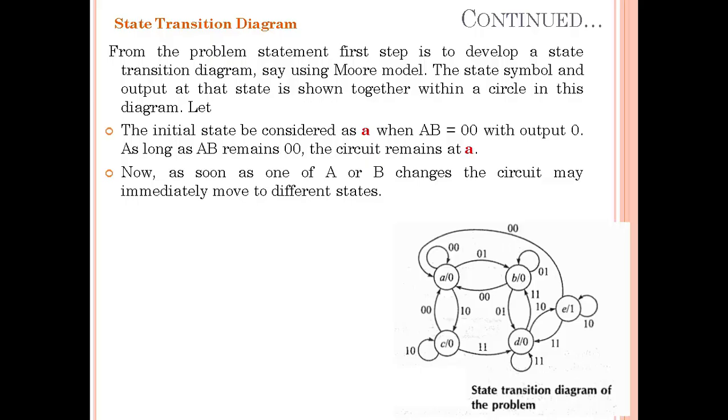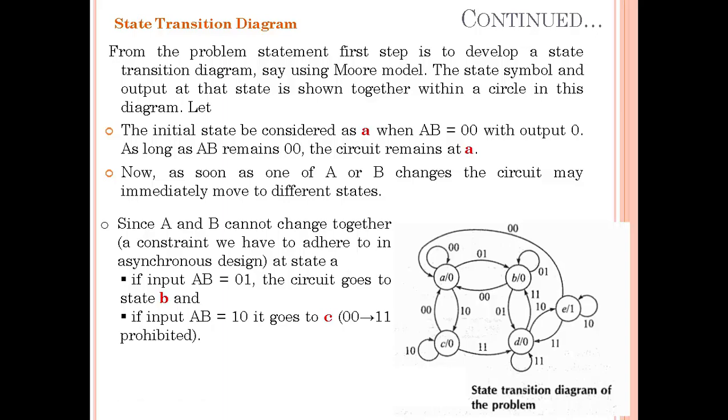Here we have the state transition diagram. Here we have A, which has the output 0. When AB is 0 0, it will remain in this state. When either A or B changes, it will move either to state B or to state C. Since A and B cannot change together, this is a constraint we have to adhere to in asynchronous design.